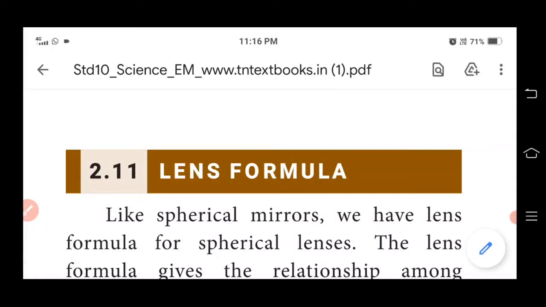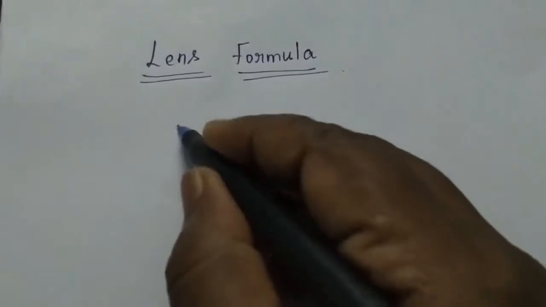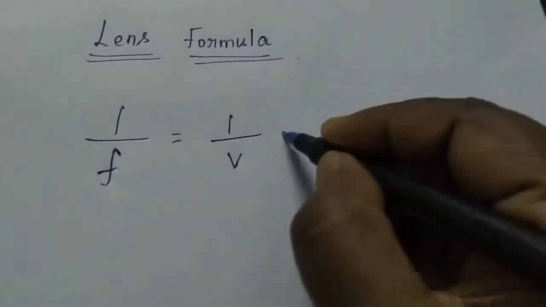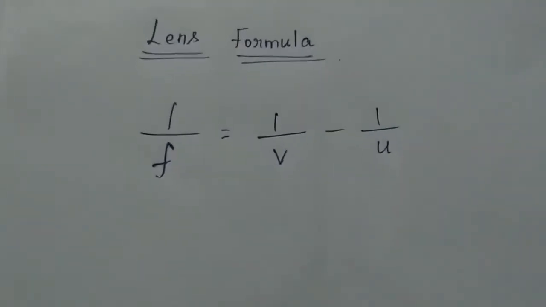Students, our today's topic is lens formula and sign convention. There is a formula which gives us the relation between the object and image's position, and that is what we call the lens formula. Let me first write the formula for the lens equation. Lens formula: 1 by f equal to 1 by v minus 1 by u.